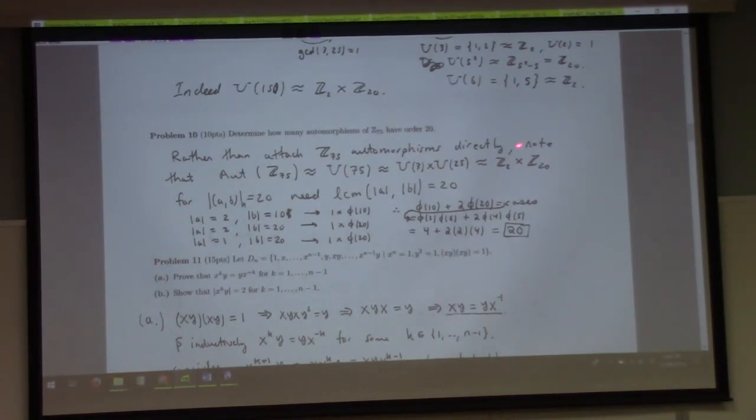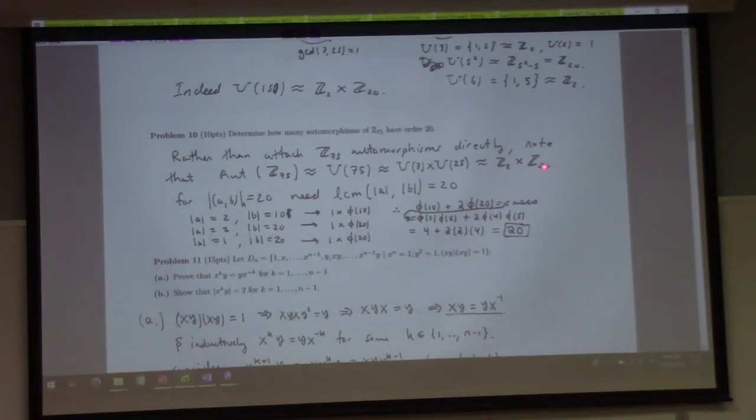And then the question is, how many elements of order 20 are there in here? And this involves counting, which means that my answer may well be wrong. Let's see here. If I can get it right.